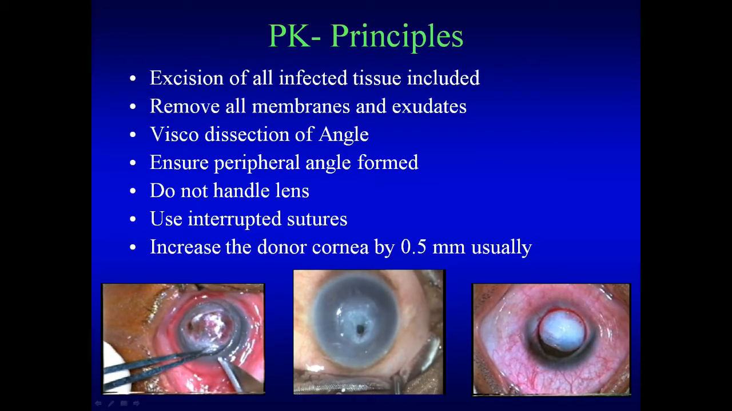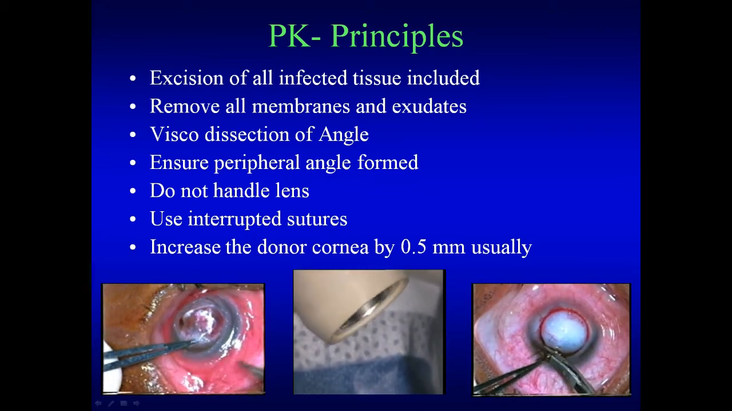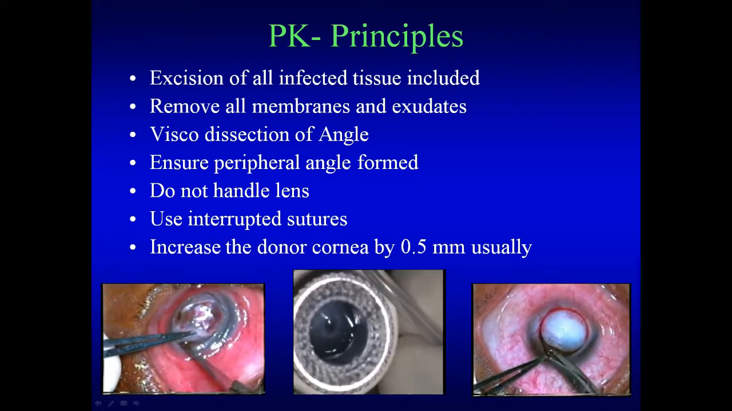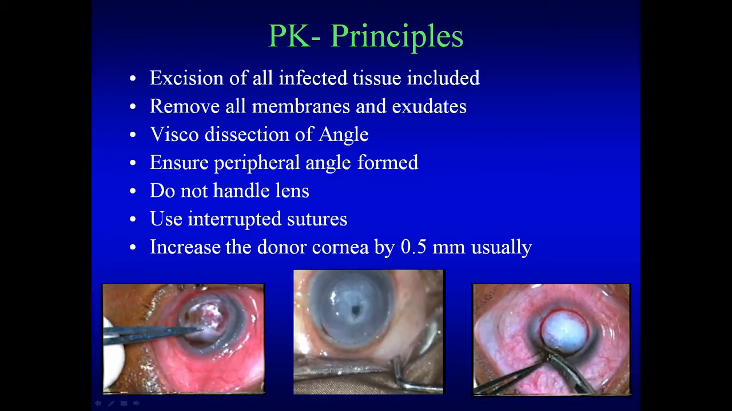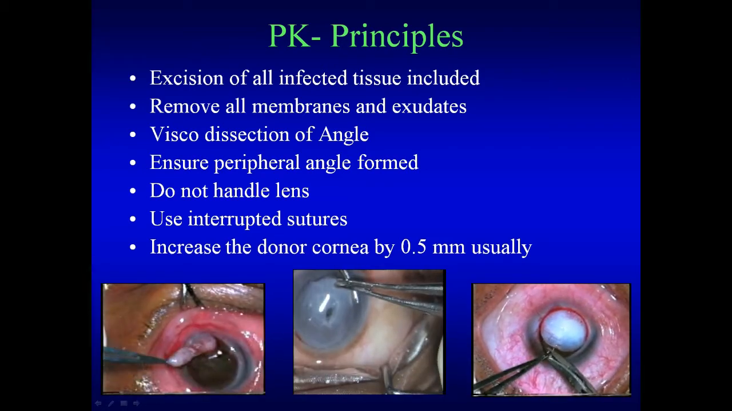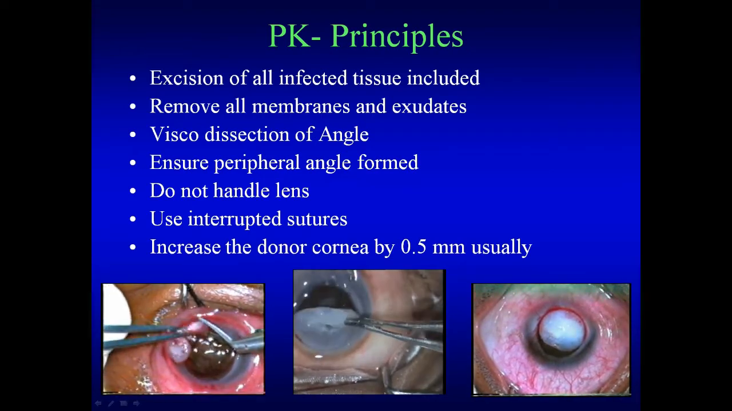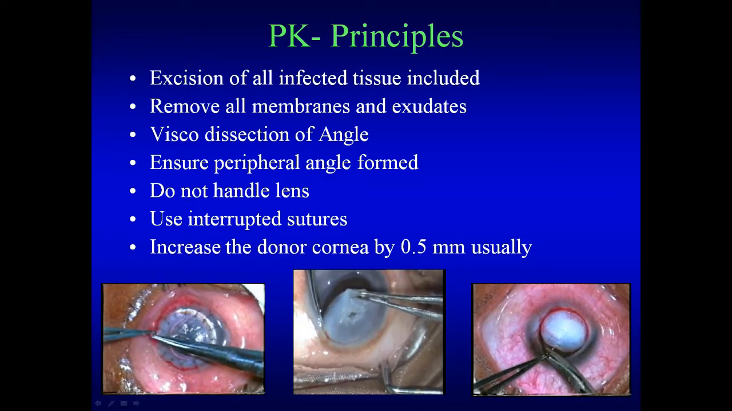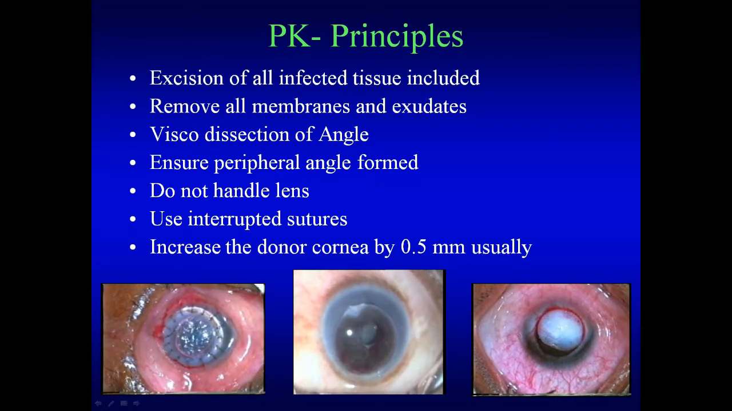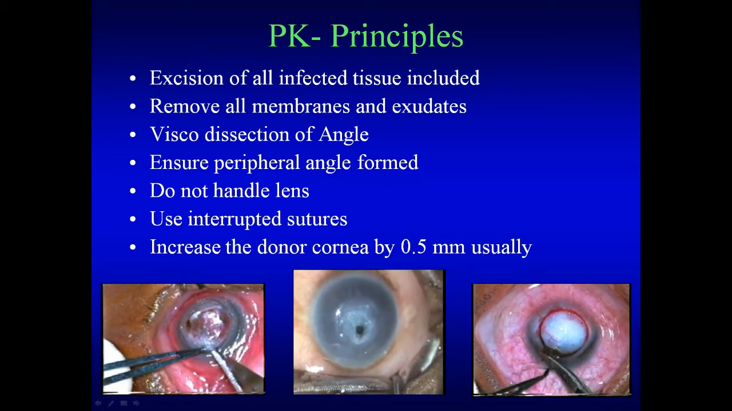And whenever you are operating on an infected area, remember this is nothing but an abscess. So use the same surgical principles that you would use in any abscess. Excise all the infected tissue, remove all the membranes and exudates from within the chamber, within the angle, over the lens, under the iris, wherever. You have to meticulously remove all these exudates. Try and viscodissect or even mechanically dissect the angle to open it up. Ensure that the peripheral angle is formed, very important, and never ever handle the lens in an infective case. Usually you will use interrupted sutures in these cases.